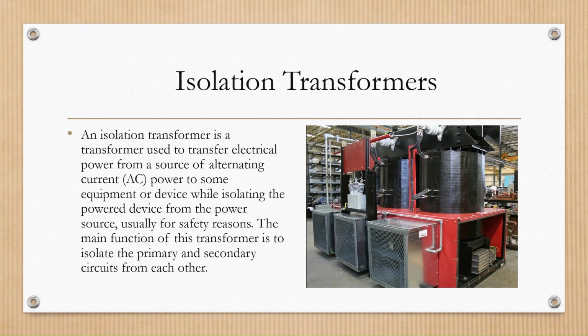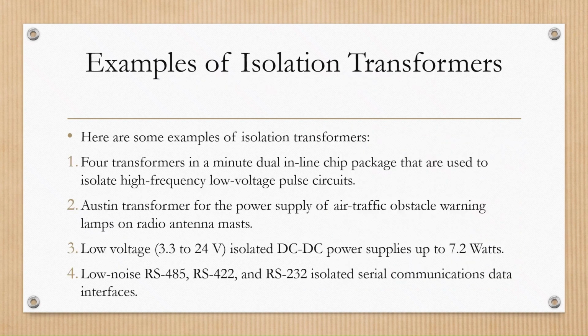An isolation transformer is a transformer used to transfer electrical power from a source of alternating current (AC) power to some equipment or device while isolating the powered device from the power source, usually for safety reasons. The main function of this transformer is to isolate the primary and secondary circuits from each other. Here are some examples of isolation transformers.